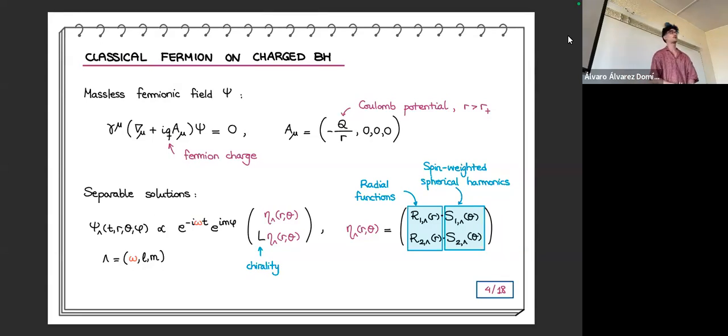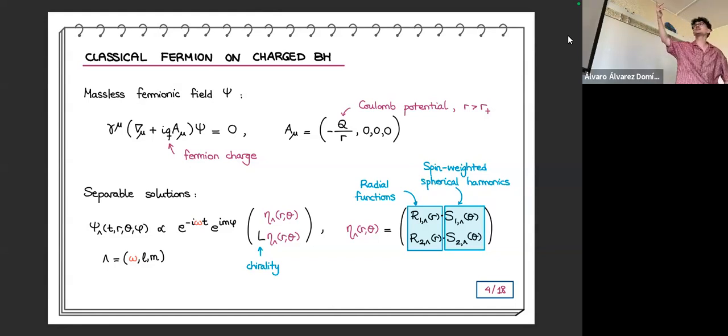For the fermionic field, we are going to be interested in massless fermionic fields, just for simplicity, but everything is quite similar for massive fields; there are some differences, but not in the physics. So basically, we have a massless fermionic field, but its dynamics is governed by the Dirac equation that is written over there. And now we have in that Dirac equation a vector potential for the electromagnetic field.